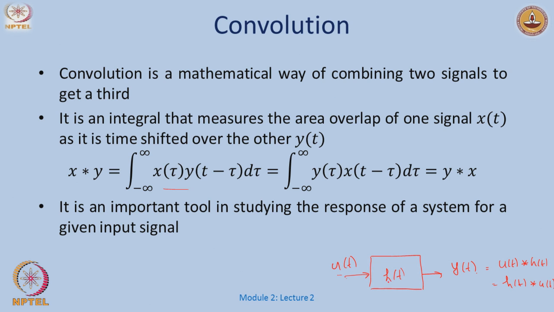So, here my input together with the system gives me the output of the system, and this is how we will view things in control. It is an integral that measures the area overlap of one signal as it is time shifted over the other. We will see a little graphical representation of this. Why is this important for us? Because throughout this course it is important for us to study the response of a system. The response is y of t, the system is h of t, for a given input signal. So, this is not simply multiplication, where u of t times h of t gives me y of t; it is a little more complicated than that.